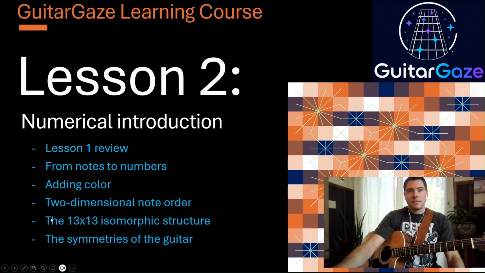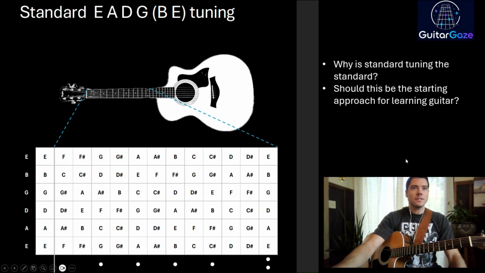We're going to look at the 13 by 13 isomorphic structure of the guitar, which is this beautiful image you see on the right here that will make sense at the end of the lesson, will actually be a way for you to seamlessly navigate the fretboard of the guitar. And we're going to go over all of the symmetries of the guitar, including what you see in the image to the right there. So let's get into it.